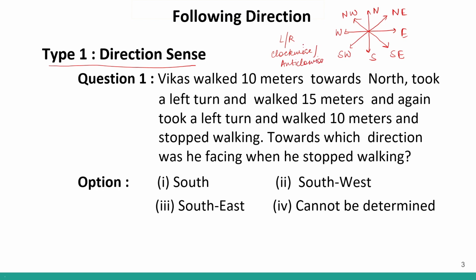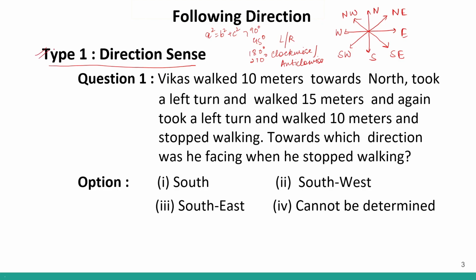Then we talked about rotation, so 90 degrees and 45 degrees rotation, 180-degree rotation, 270-degree rotation. We discussed all these. And then I also told you about the Pythagoras theorem, which is a square equals b square plus c square. So all these concepts were discussed in the previous lectures. So based on all these concepts, today we will solve the questions on following directions.